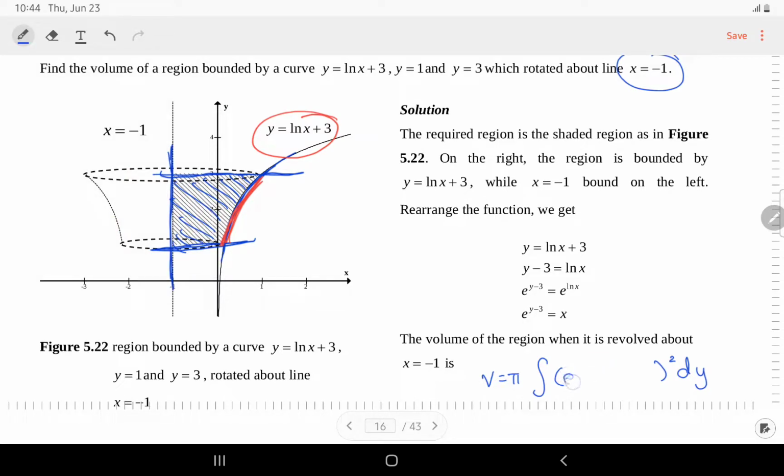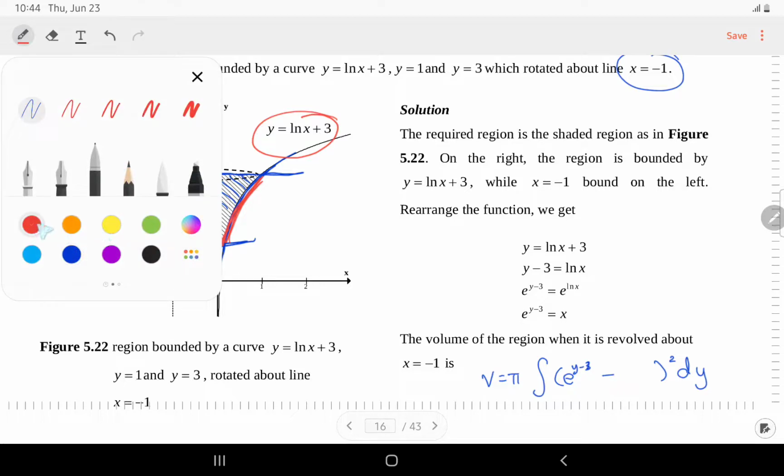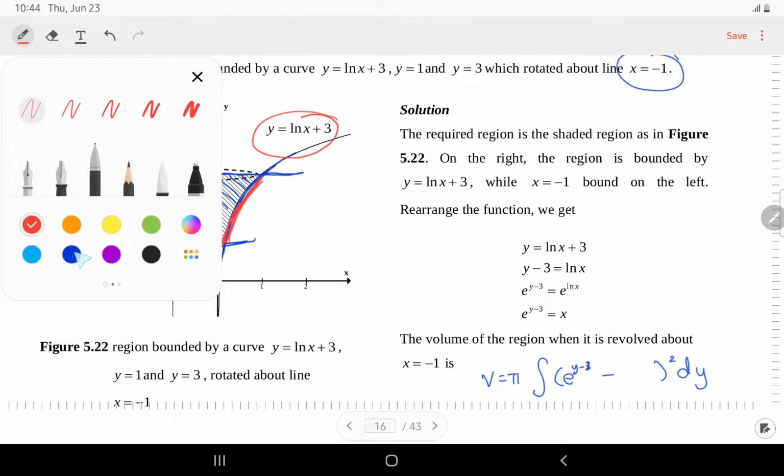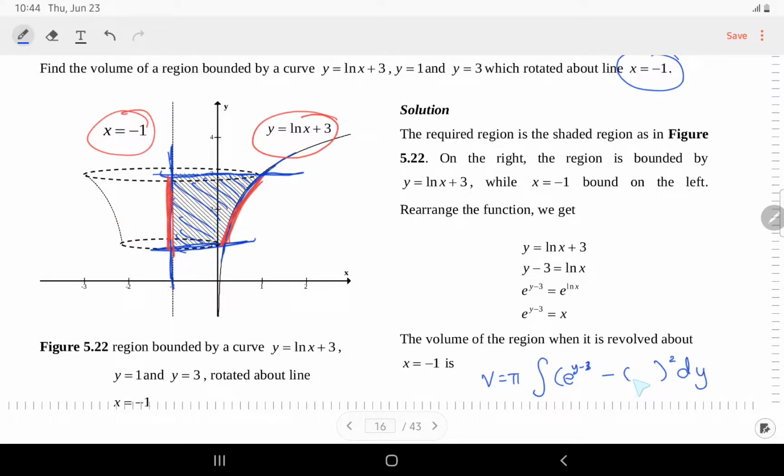Okay, exponent power of y minus 3, minus. Okay, and then left boundary. Okay, right boundary yang ni minus left boundary. Left boundary yang ni lah. Okay, left boundary. What is the equation? X equals negative 1. So kita masukkan negative 1 kat sini.